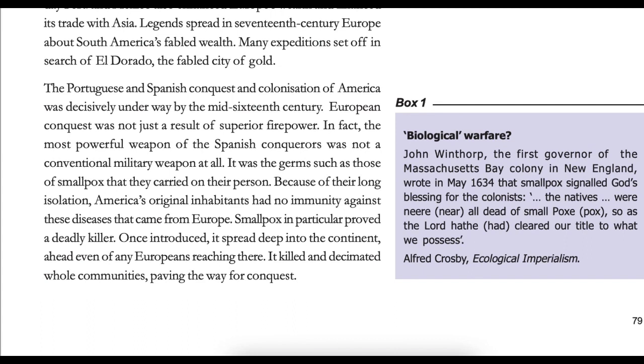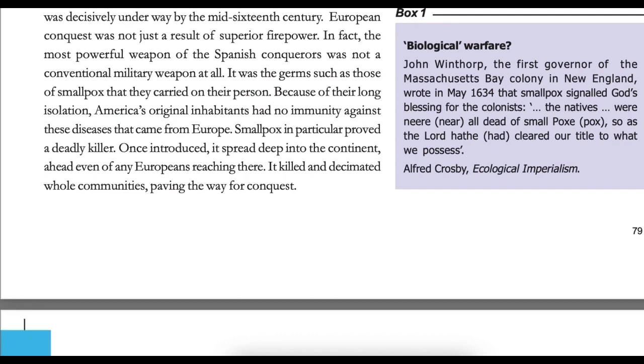Because of their long isolation, America's original inhabitants had no immunity against these diseases that came from Europe. Smallpox, in particular, proved a deadly killer. Once introduced, it spread deep into the continent, ahead even of any Europeans reaching there. It killed and decimated whole communities, paving the way for conquest.